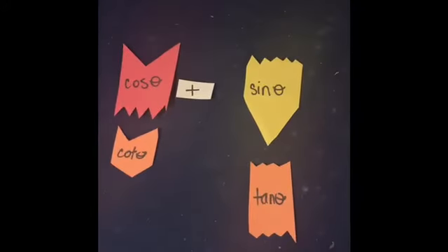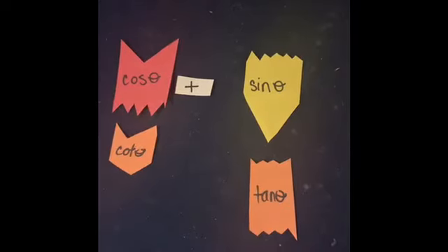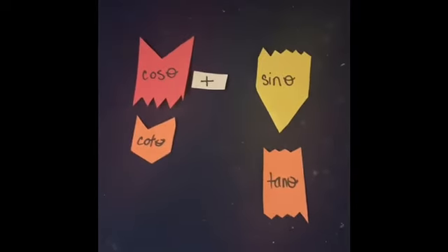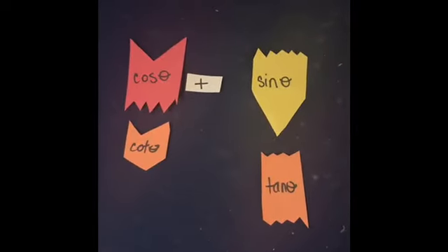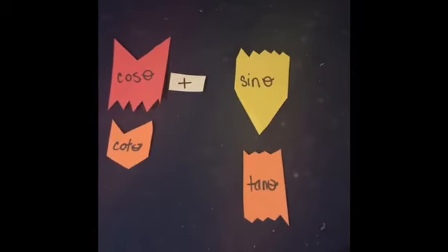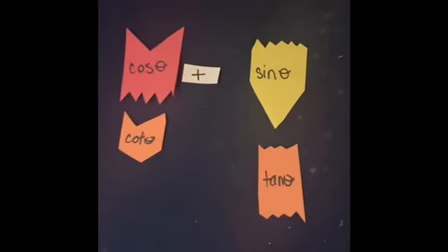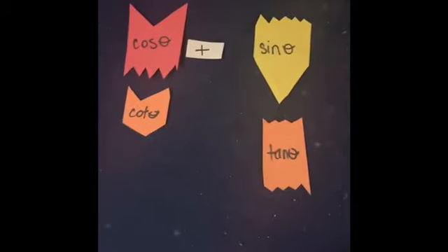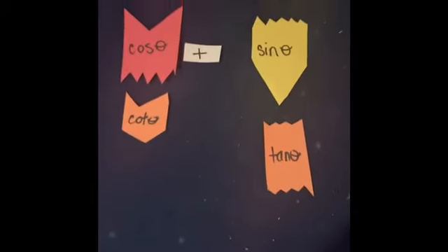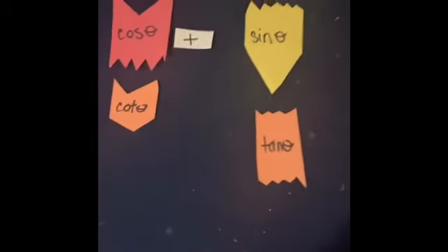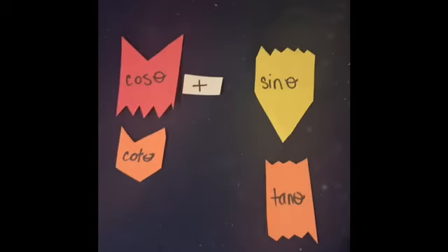But we're going to go over to this side of the equation and we're going to worry about the two terms in front of us. As you can see, cosine of theta over cotangent of theta plus sine of theta over tangent of theta is not the same denominator. So we simply cannot just add the two terms together. But we can add them together if we find a common denominator.